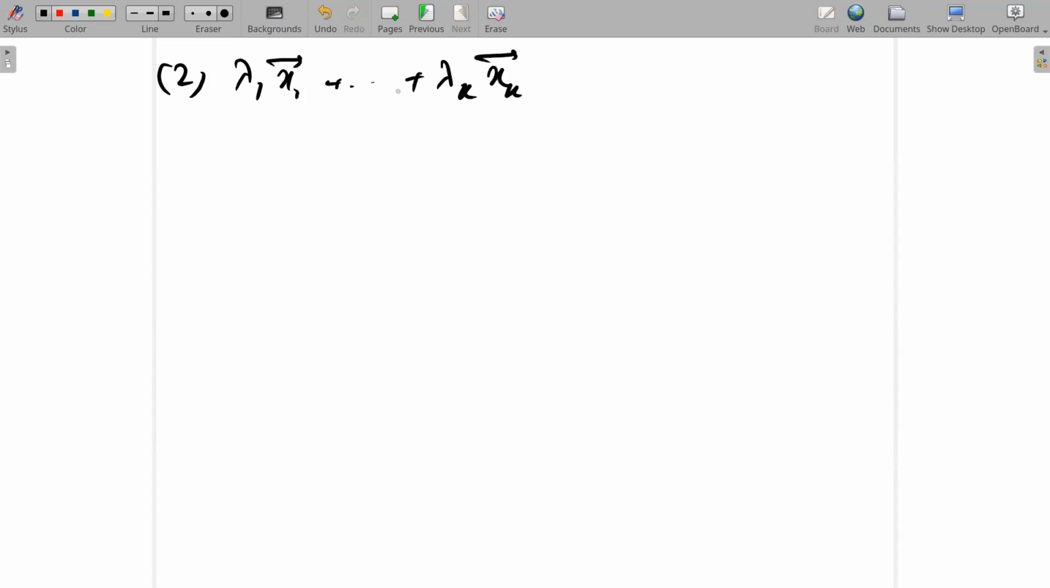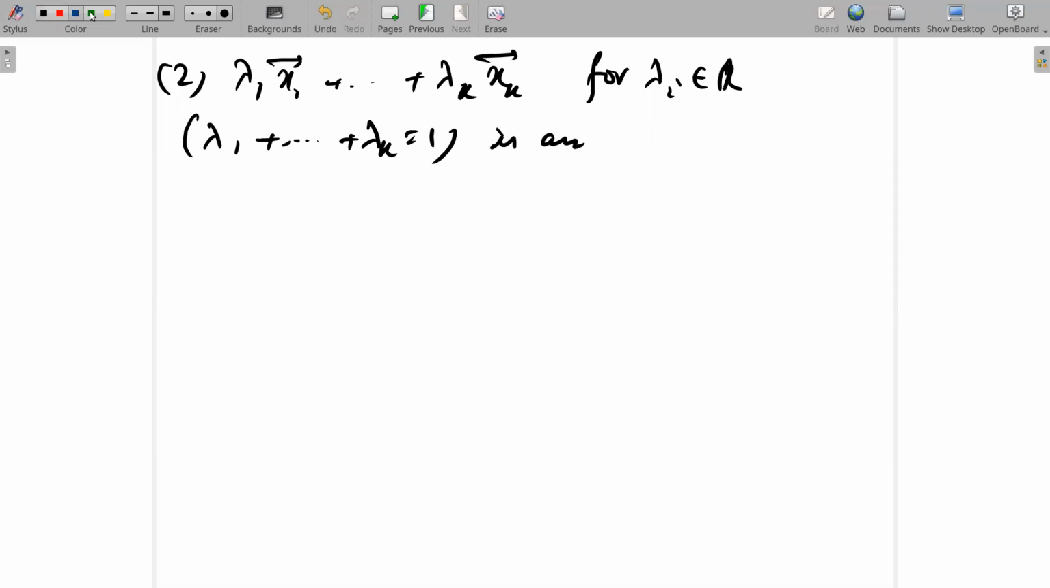Okay. So let's say you have this for lambda i belongs to R. I'm going to add a further constraint. So recall here no constraint, here it's a constraint. This is an affine combination of these vectors.